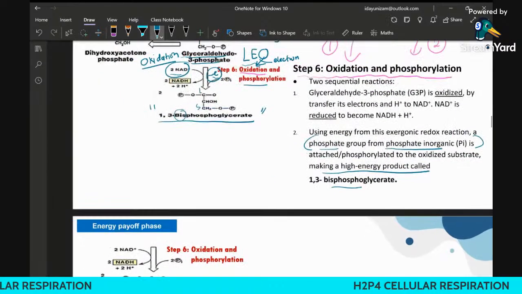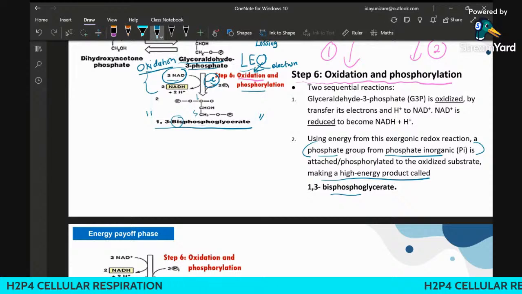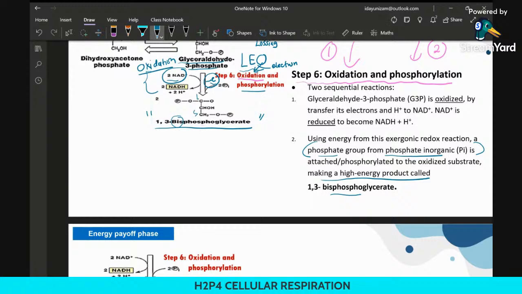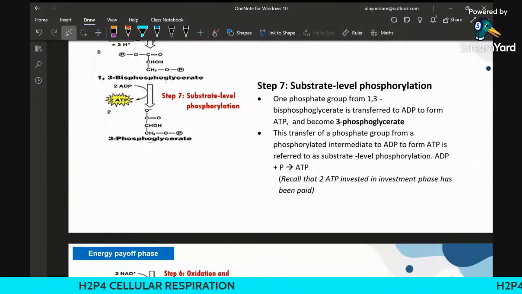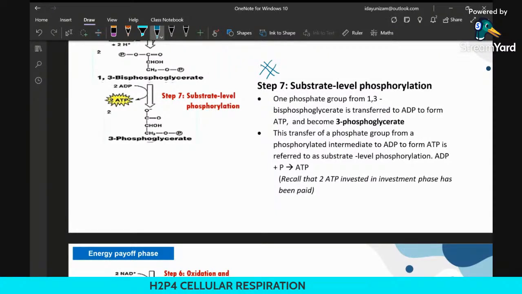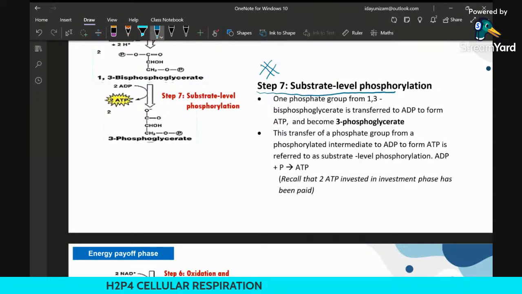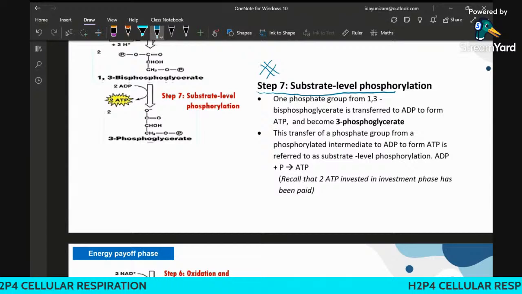Done step 6. You need to remember that in step 6 we already have one electron carrier. Which electron carrier is that? NADH. Step 7 is also important. Step 7 is what we call substrate-level phosphorylation. Now is the time where we generate ATP. Earlier in step 1 and step 3 we used ATP, we invested, but now in step 7 we start to yield, or synthesize, ATP.